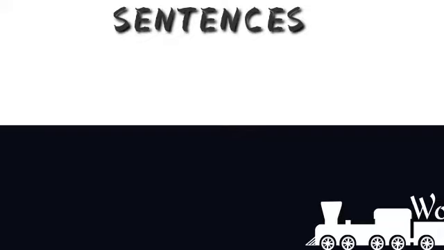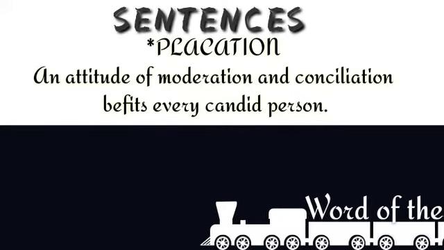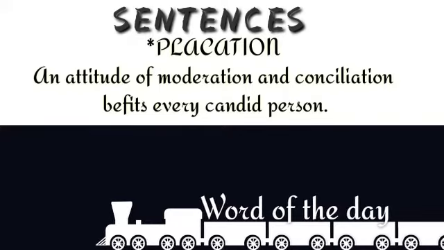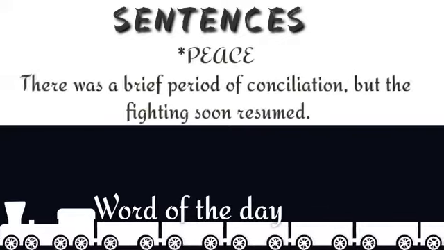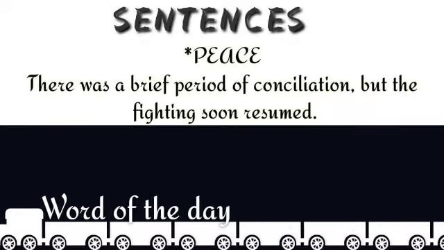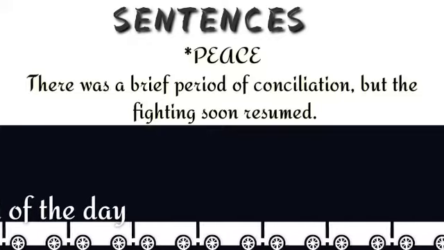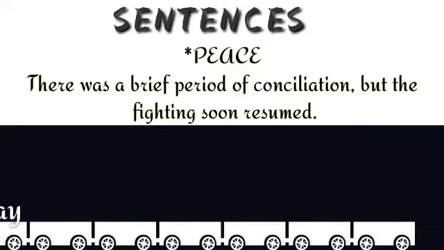Now let's have a look at its usage in a sentence. The first example is: an attitude of moderation and conciliation befits every candid person. Here, conciliation is used in a sense of placation. The other example is: there was a brief period of conciliation, but the fighting soon resumed. In this sentence, the word conciliation refers to peace.